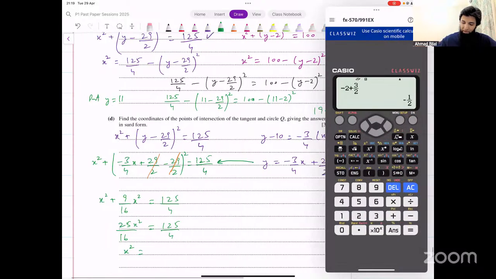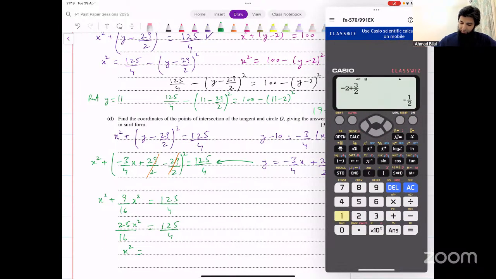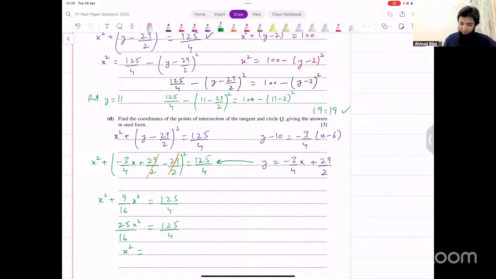First of all, 125 into 16 divided by 4 and 25, that's 20. x squared turns out to be 20. So we can say x is equal to plus minus square root of 20.